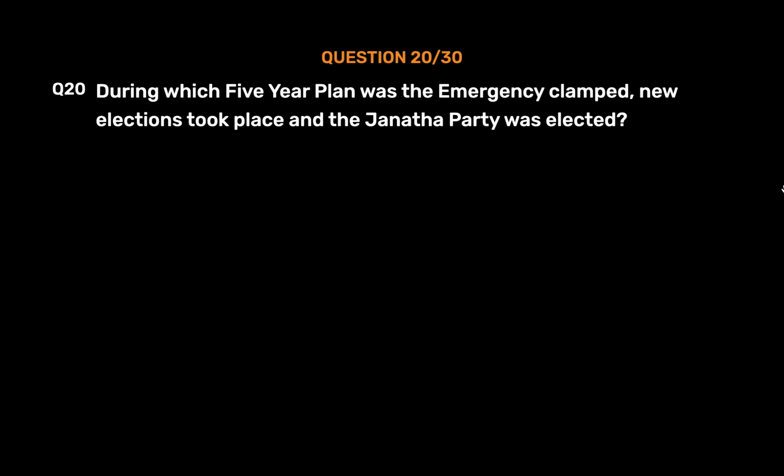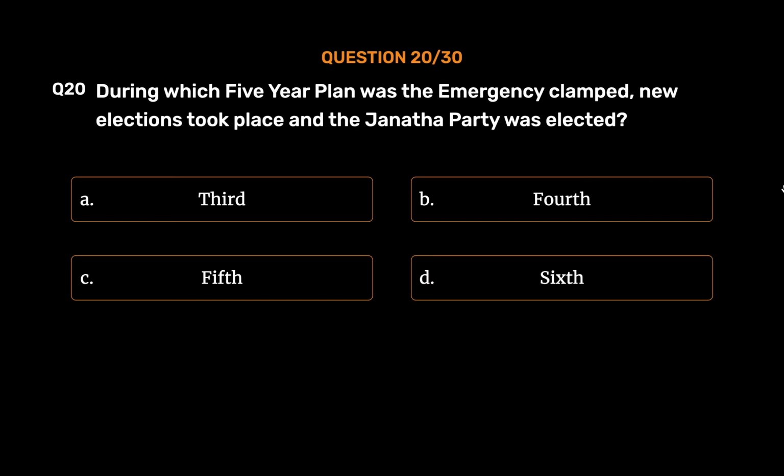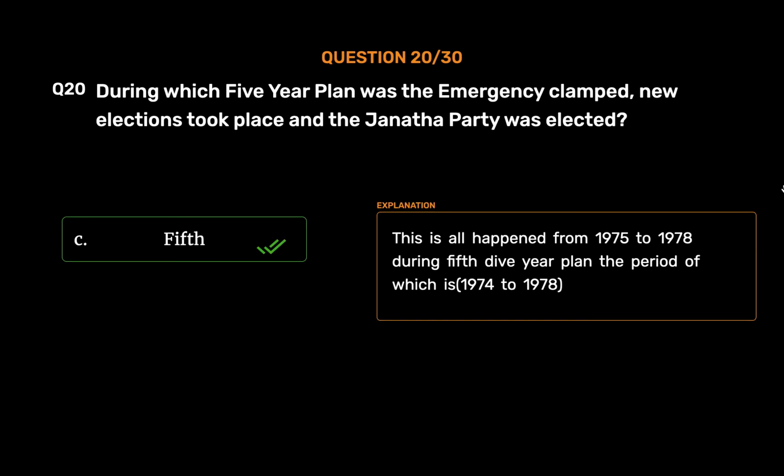Question number 20. During which 5-year plan was the emergency clamped, new elections took place and the Janata Party was elected? Option A. 3rd. Option B. 4th. Option C. 5th. Option D. 6th. The correct answer is option C, 5th. This all happened from 1975 to 1978, during the 5th 5-year plan, the period of which is 1974 to 1978.